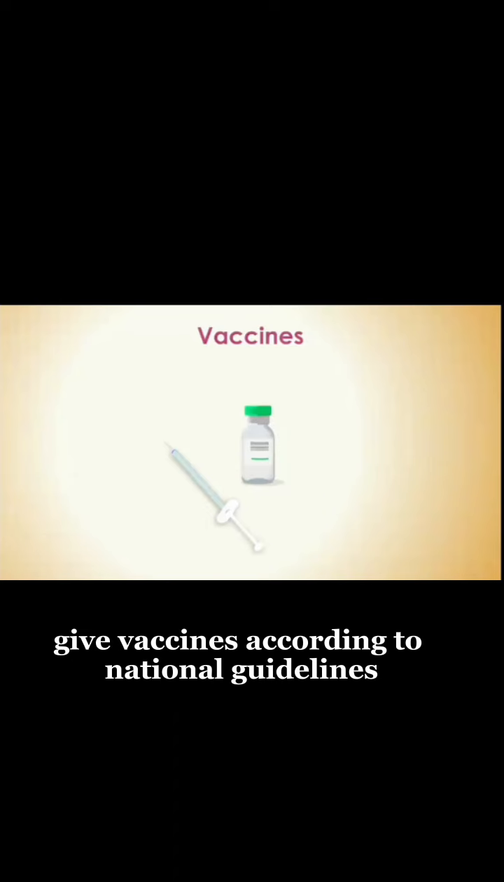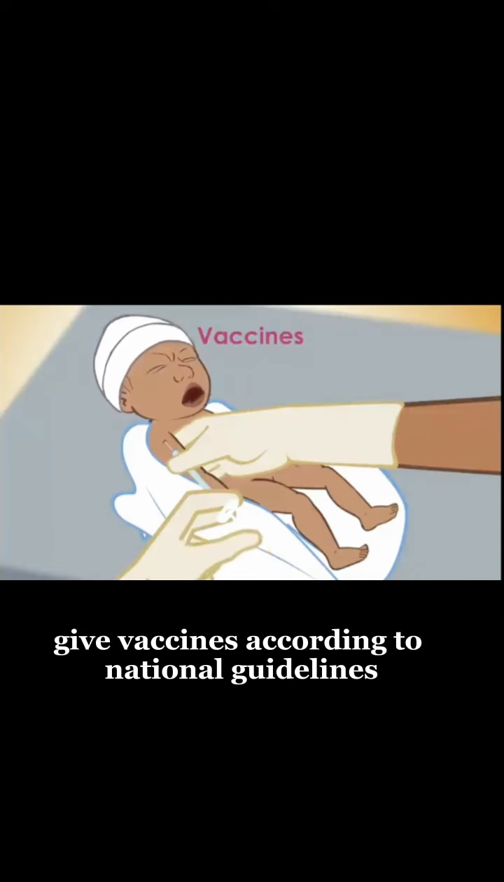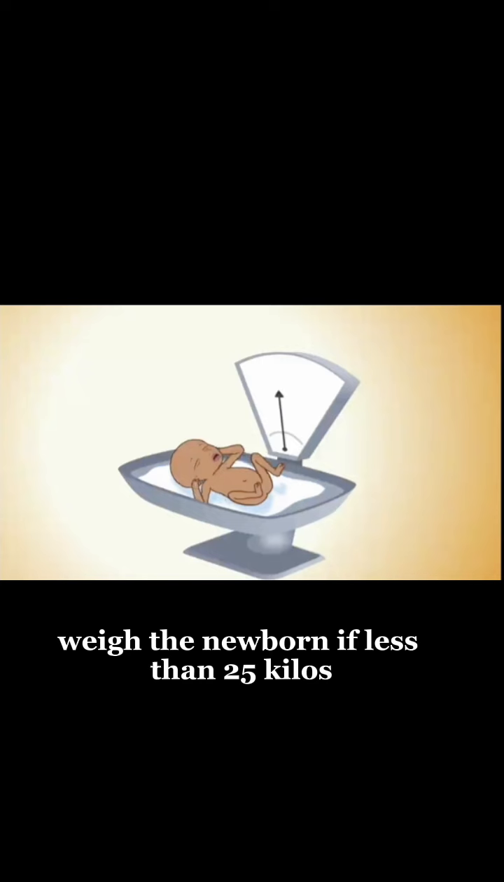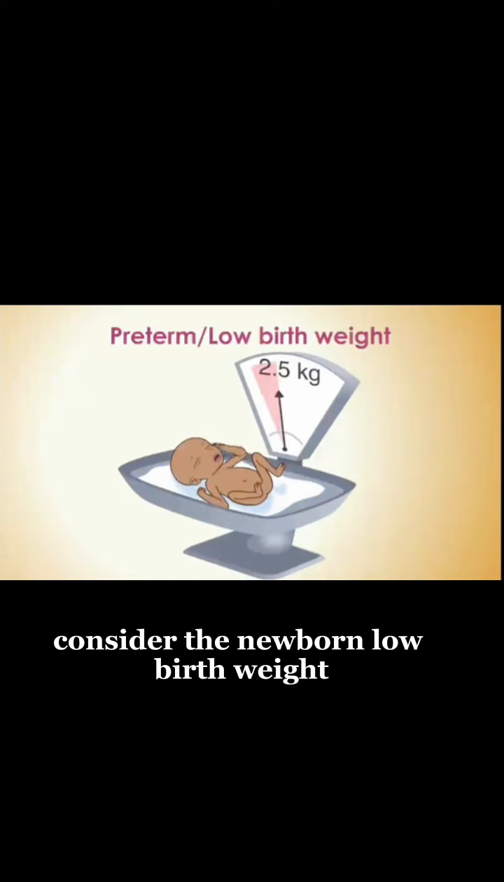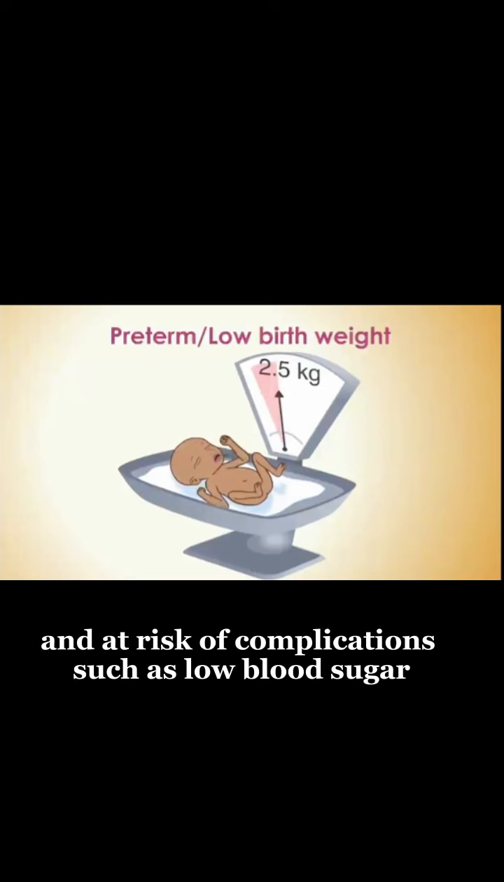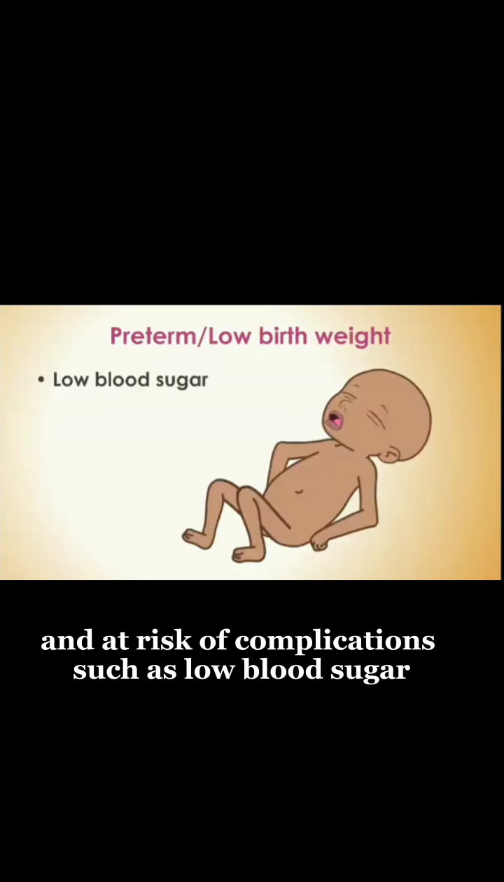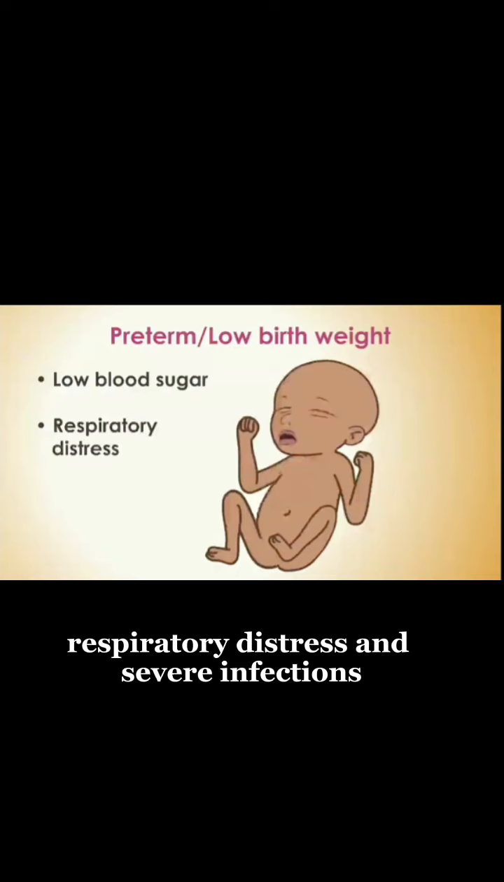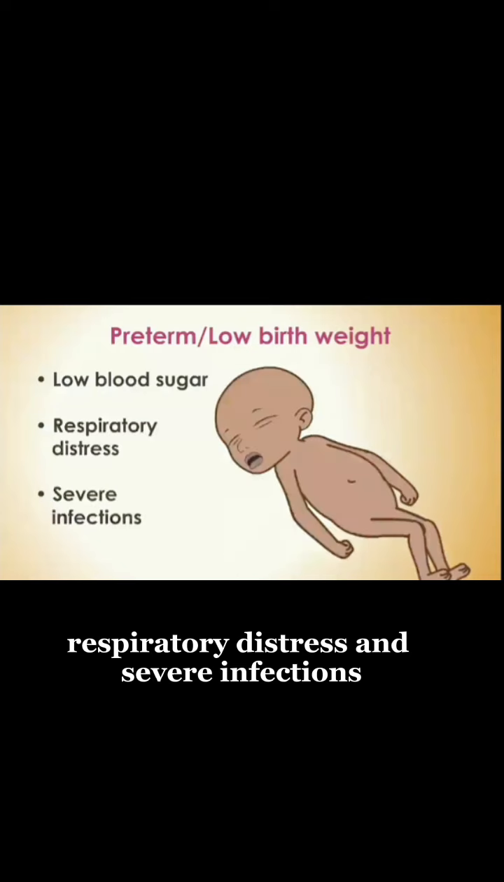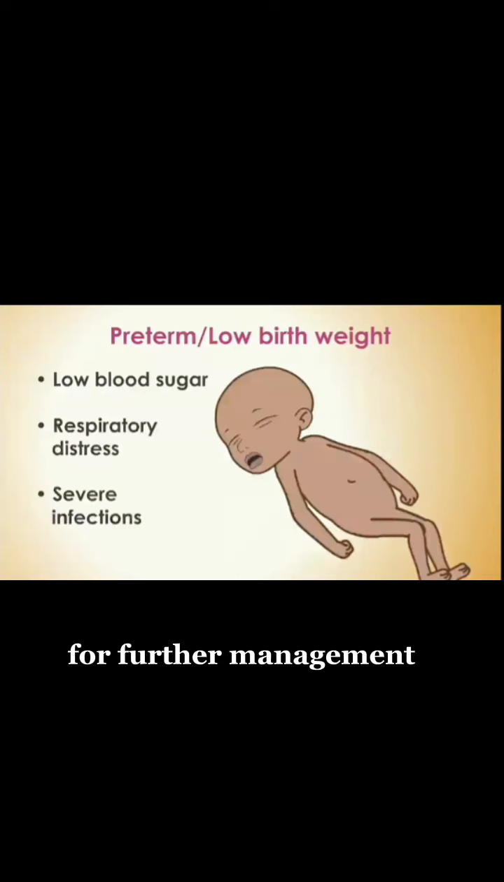Give vaccines according to national guidelines. Weigh the newborn. If less than 2.5 kilos, consider the newborn low birth weight and at risk of complications such as low blood sugar, respiratory distress, and severe infections. For further management, see low birth weight film.